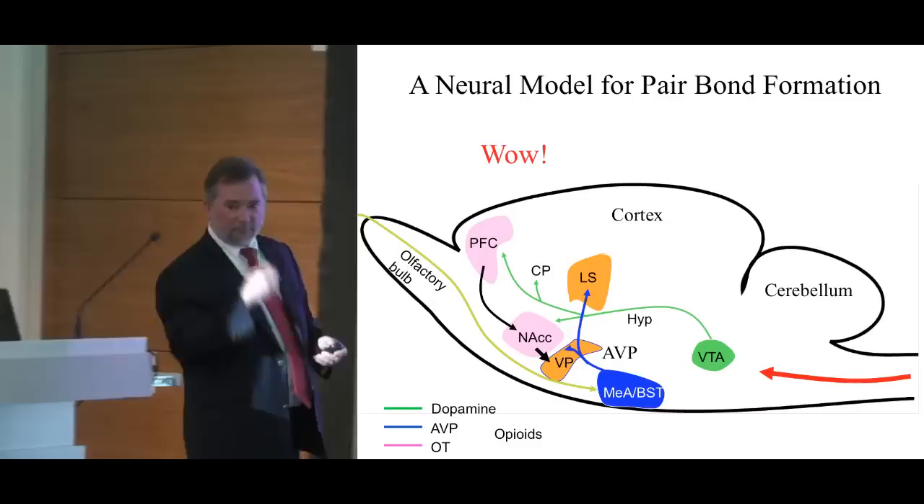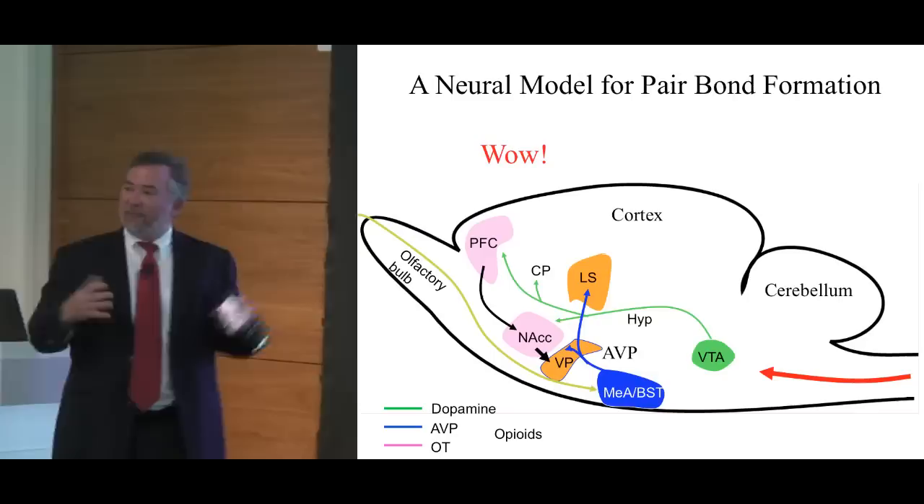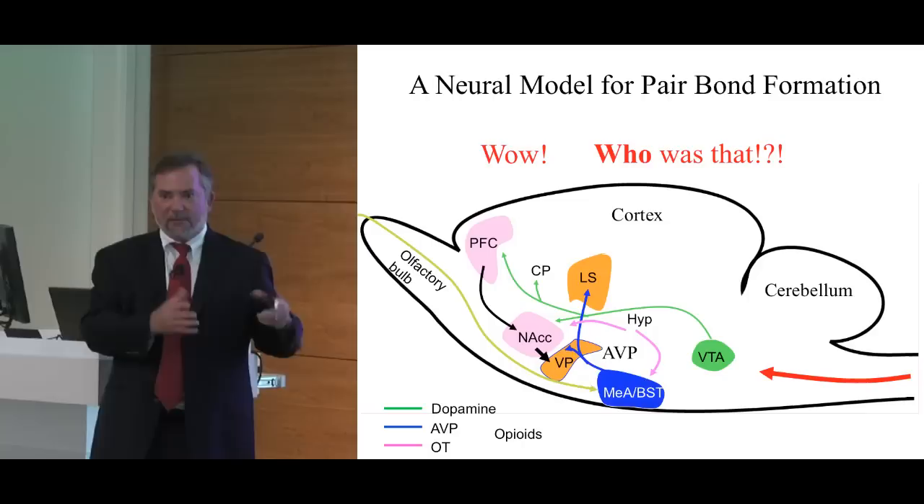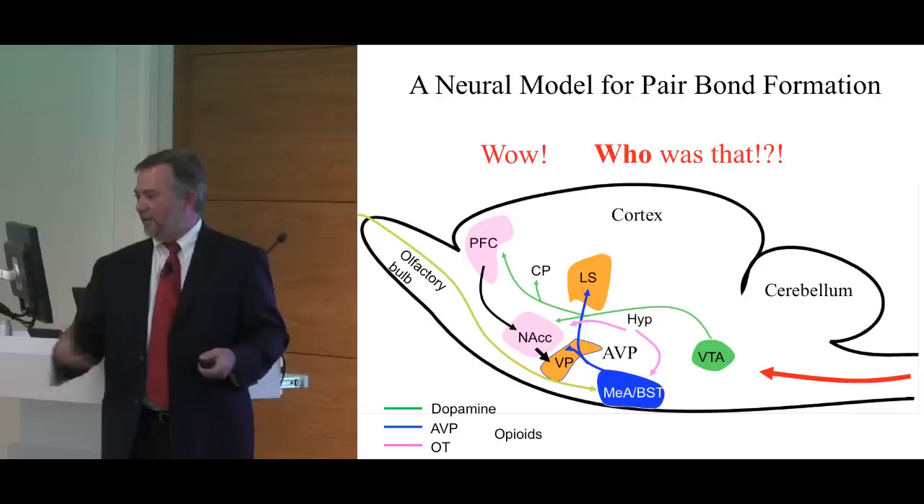So when it feels good, imagine a virgin male rat. He does it for the first time, and it feels really good. He's like, man, what did I just do? He smells that this is a female that's in estrus. She smells a particular way, different from other females that are not in estrus. He learns from that, and he spends the rest of his life trying to regain that experience.